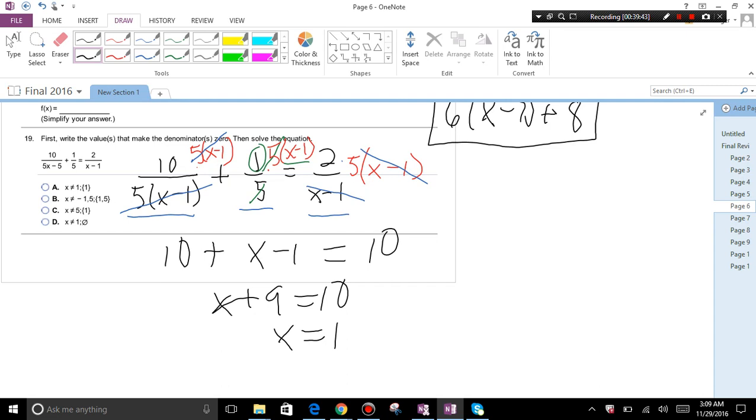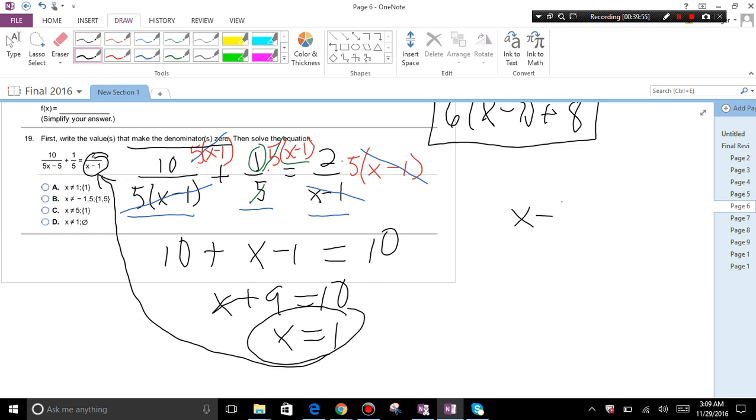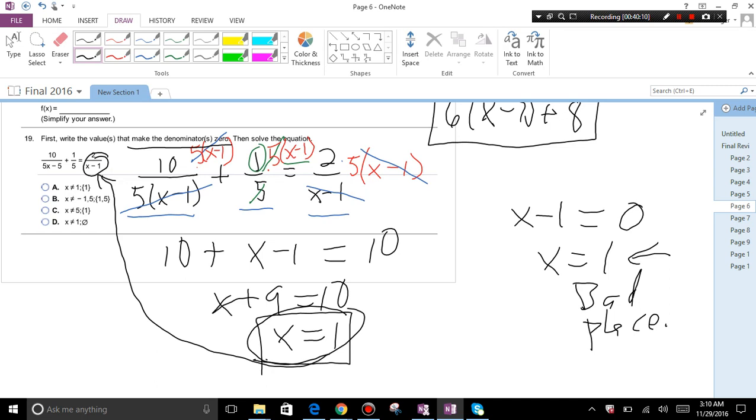But that presents a problem because 1 was never a solution to this, right? It says write the values that make the denominator 0. So when you take a denominator and set it equal to 0 and solve, you get x minus 1 equals 0, and so x equals 1. This is a bad place. We don't want those because it makes the denominator 0. We got that the solution is something that's bad, and so that means there is no solution. The answer is D, that x should not be 1, and that symbol there means that there is no solution.